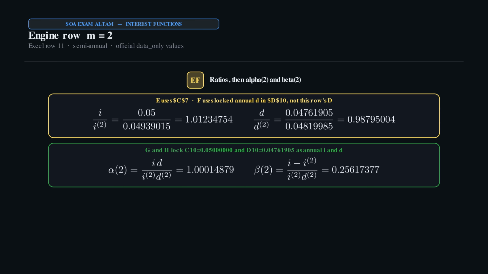i over i upper 2 is 0.05 divided by 0.04939015, which is 1.01234754. Annual d over d upper 2 is 0.047619005 divided by 0.048199885, which is 0.987950004. Alpha of 2 is 1.00014879, just a hair above 1. Beta of 2 is 0.25617377.